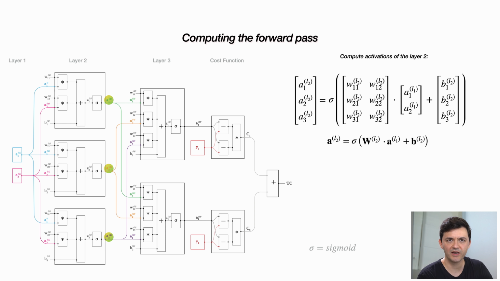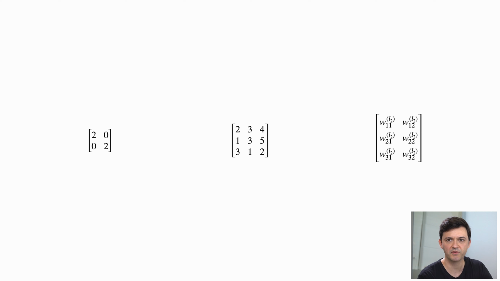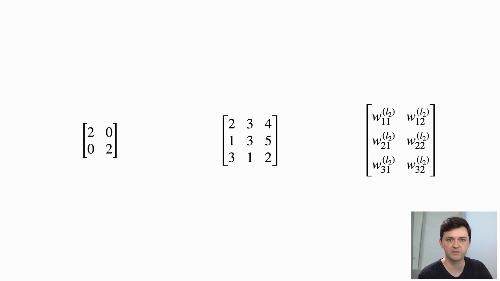But what I wish to clarify here is the meaning of the weight matrix in terms of spatial transformations. The square matrix on the left is a 2x2 matrix. It will transform any point in two-dimensional space into another point in two-dimensional space. In the middle, we have a 3x3 square matrix. This matrix will transform any point in three-dimensional space into another point in three-dimensional space.